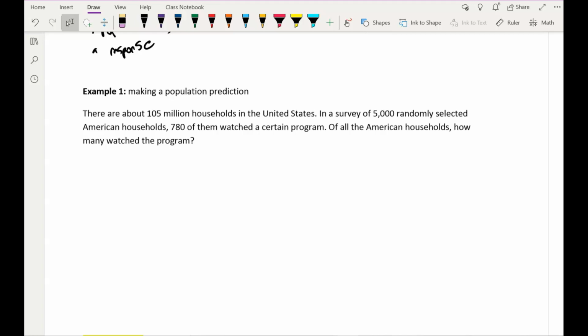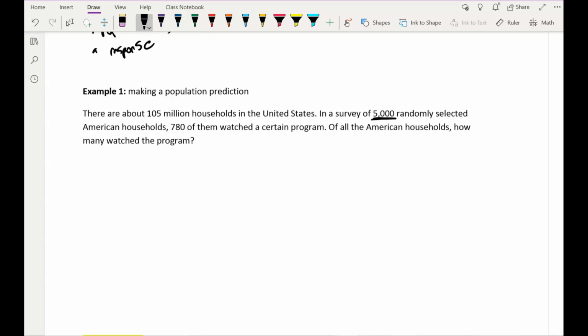Well, the reason that we're doing this kind of thing is in this exact context right here. You obviously can't survey 105 million households, so what you do is take a sample of that population and use it to make an assumption about what the rest of the population would be like. So our sample of that population is the 5,000 randomly selected households. And it's good that they're randomly selected. That helps avoid any biases or errors.